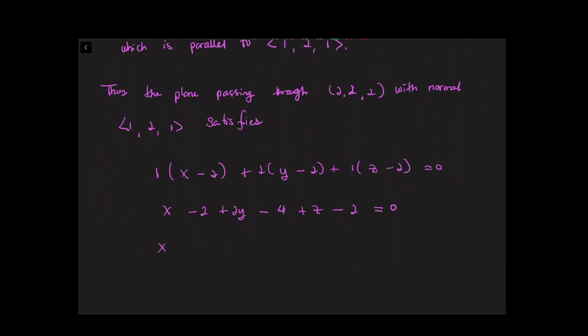So we have x plus 2y plus z minus 8 equals 0. Okay, so this is one possible way that you can do it.